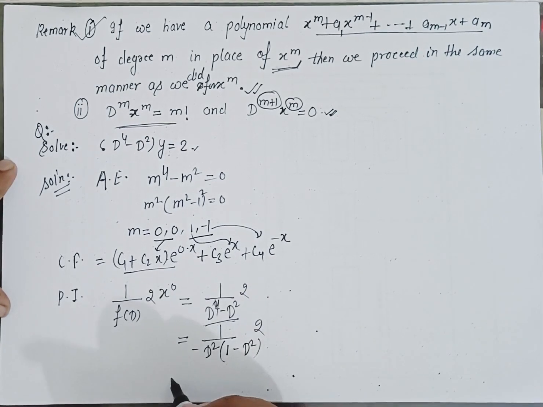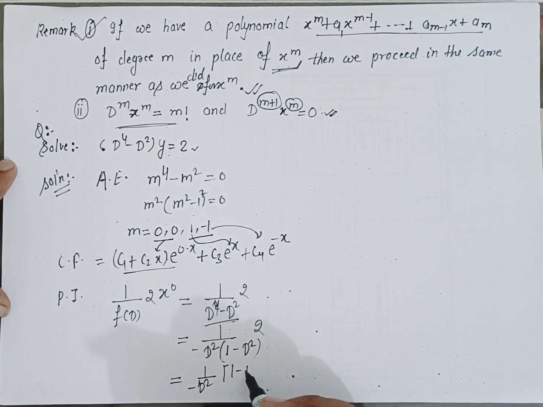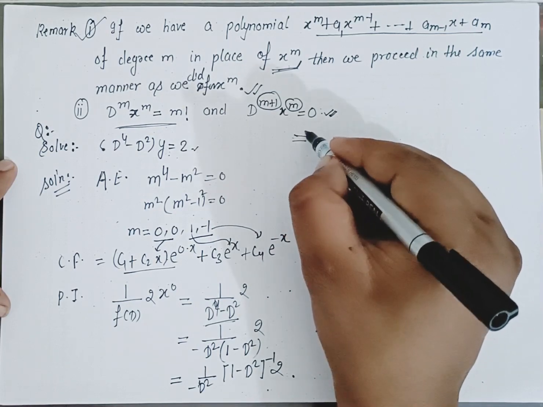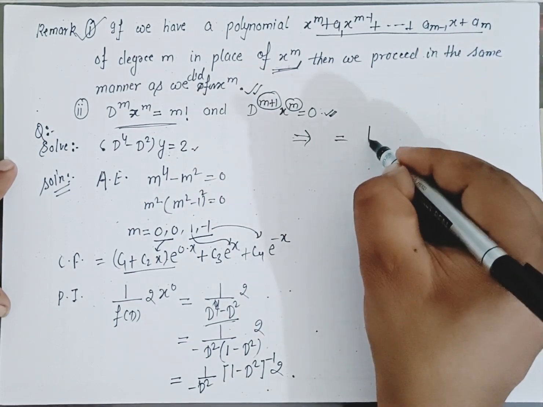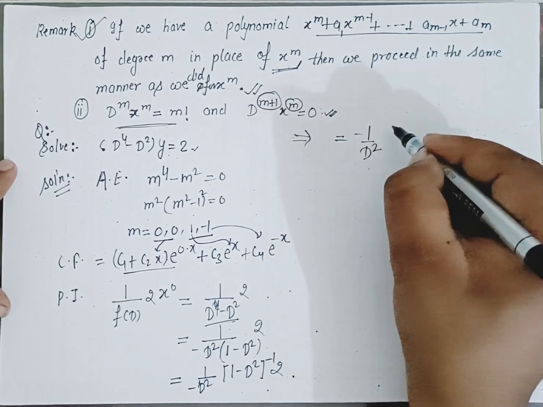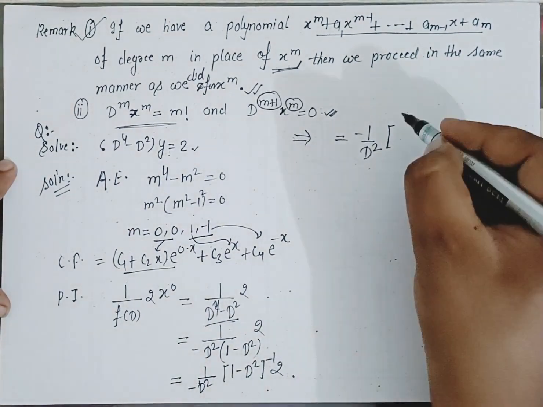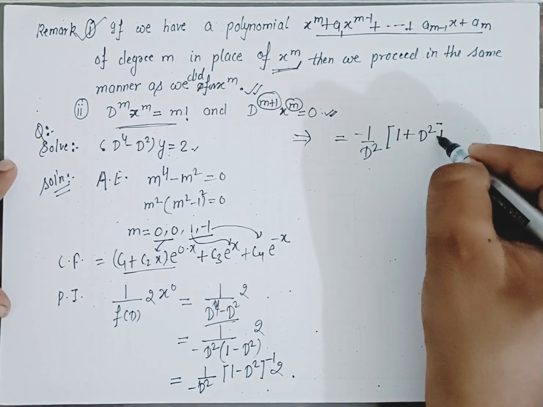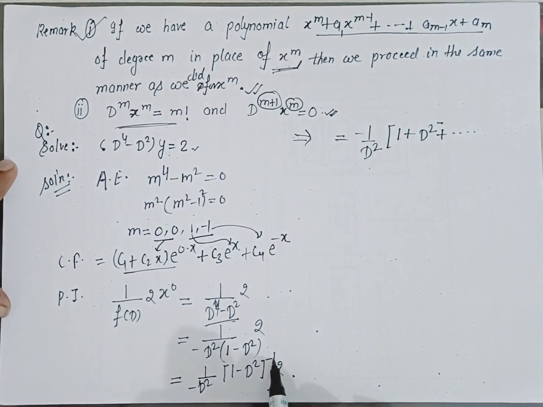Now you can write it as 1 upon minus d square and (1 minus d square) to the power minus 1. It is your second step. Now you can expand it with the help of the binomial theorem: minus 1 upon d square will be as it is, and expand the rest. You can expand it as 1 plus d square, and all the terms will be plus because we have minus and minus here. So 1 plus x plus x square plus x to the power 3, that formula will be applied here.